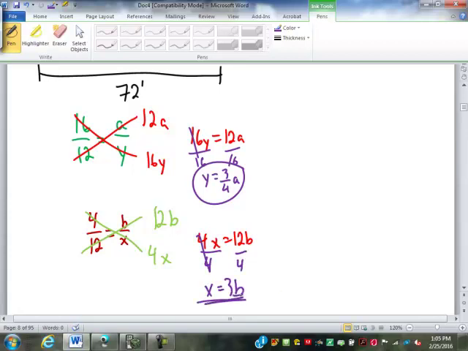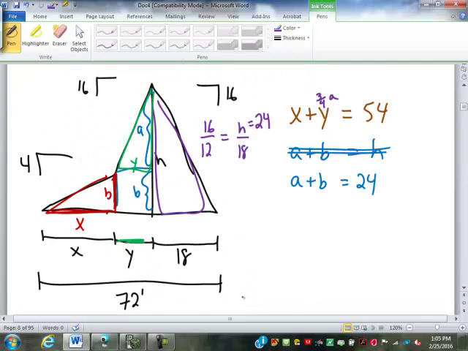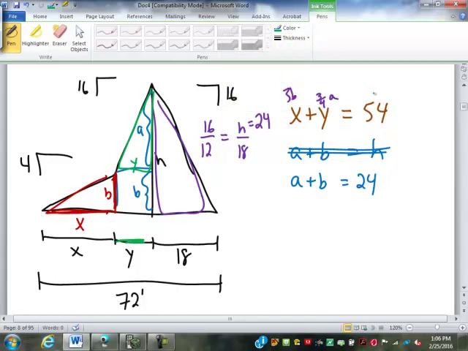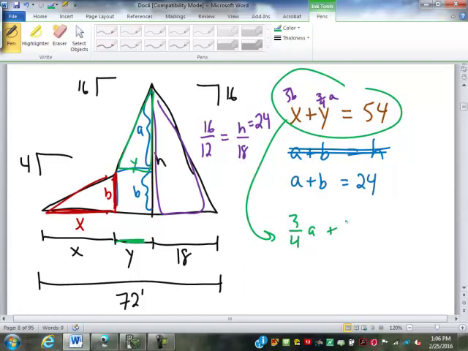So we're going to come up here. X can be replaced with 3B. So I'm going to rearrange this a little bit. I'm going to take this equation here, and I'm going to write it as 3/4 A plus 3B. Why did I change the order of them? Because I wanted A first and B second. This equation here, I'm going to multiply by a -3. Why am I going to do that? Make the B go away.